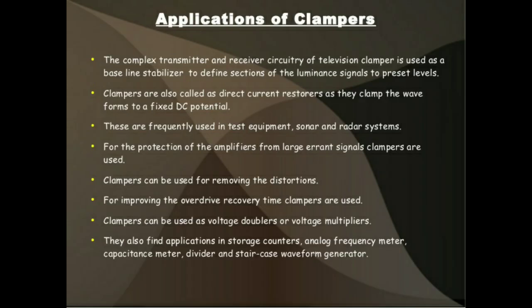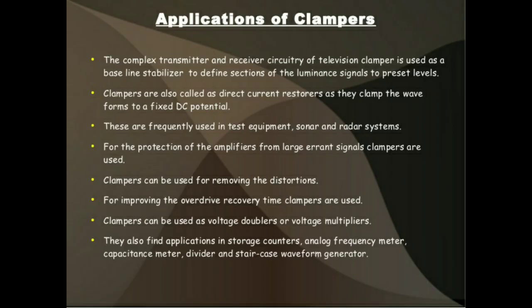The applications of clampers are several. They are used in TV transmitters, TV receivers, FM stations, stabilizers, current restorers and wave shaping generators. They can be used in test equipment, sonar and radar systems, for the protection of the amplifiers from large errant signals, for removing the distortions and for improving the overdrive recovery time.